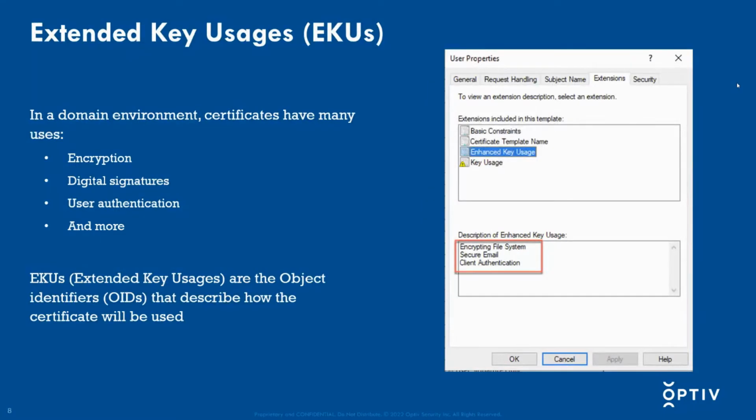The second field that we're most concerned about is extended key usages. These are also called enhanced key usages, but more simply, we're just going to refer to them as EKUs. EKUs are the actual security descriptor that describes how a certificate can be used. If you see here on the right, this is the default user template that comes built into ADCS. We can see that these EKUs are for encrypting the file system, securing email, and client authentication. So with the certificate, all of these actions can be performed.